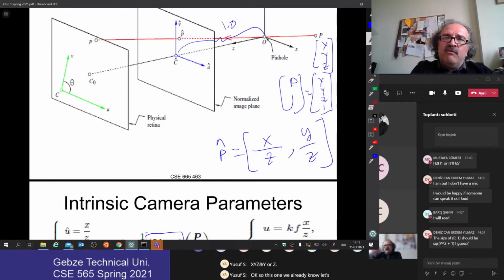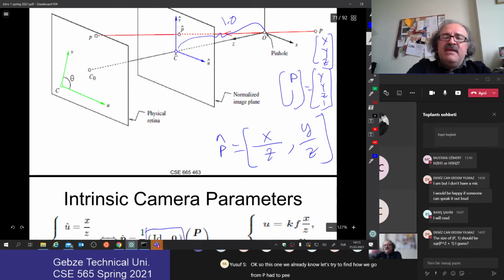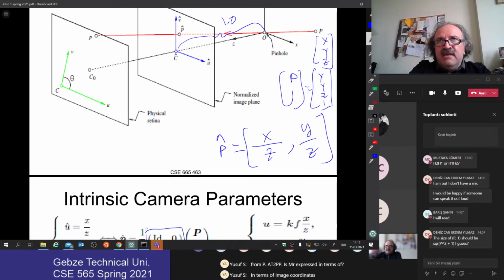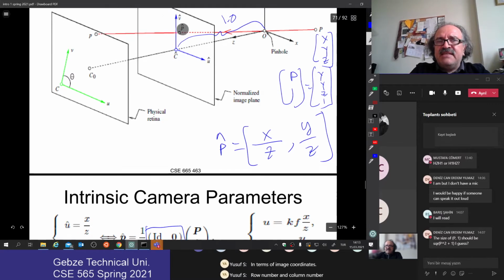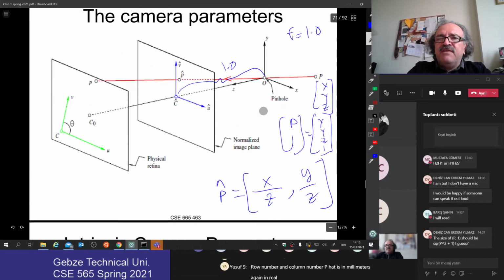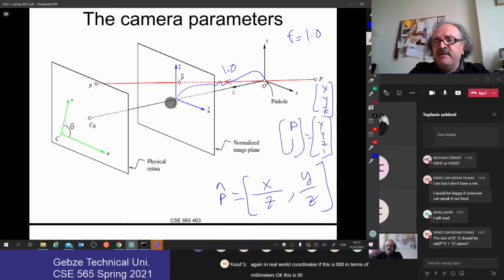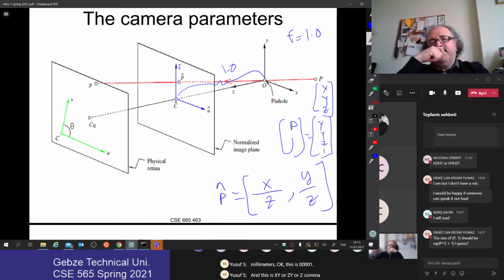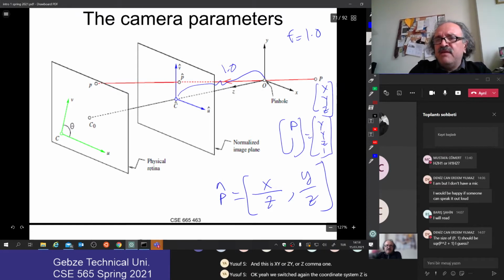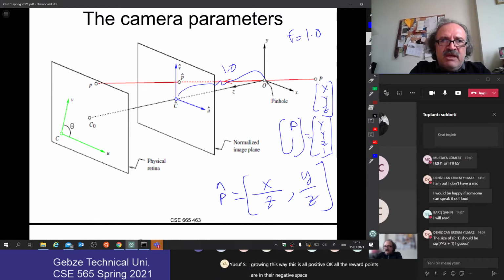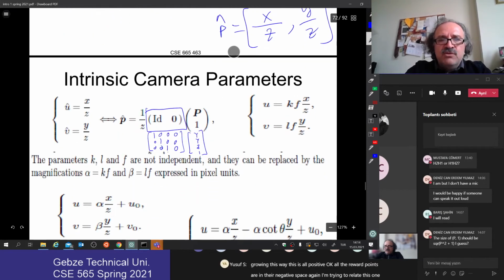Let's try to find how we go from P hat to P. P needs to be expressed in terms of image coordinates, row number and column number. P hat is in millimeters, in real world coordinates. If this is 0, 0, 0 in millimeters, and this is X over Z, Y over Z, comma, 1. We switched the coordinate system again. Z is growing this way. This is all positive. All the real world points are in the negative space. I'm trying to relate this one with this one, so I am going to introduce this.